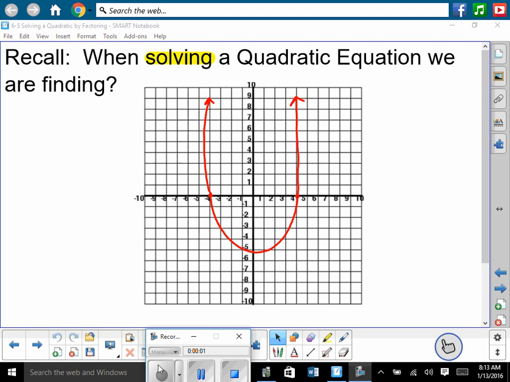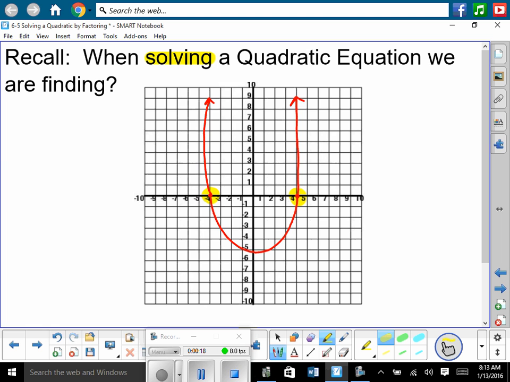Good. We learned yesterday when solving a quadratic equation, if I say to you, solve the quadratic equation, what are we finding? The x-intercept, where it's crossing the x-axis. So that's why solving a quadratic is so huge. It's because we're finding the x-intercepts where it's crossing the x-axis.